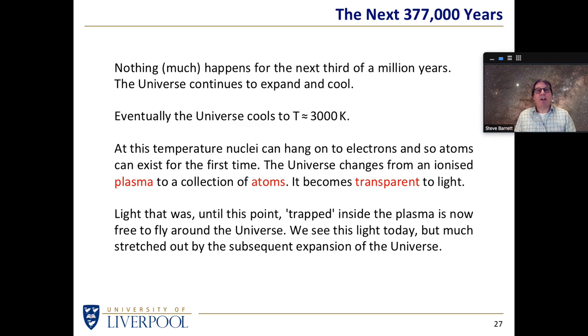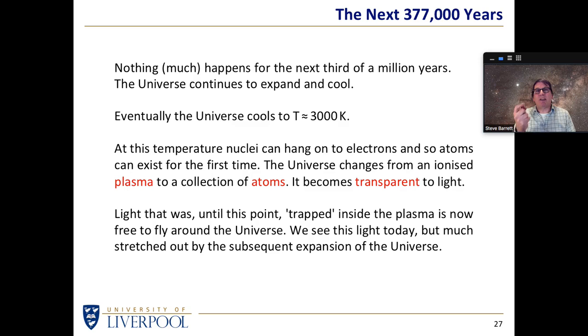We see that light, but we don't see it as a blinding white light in the sky, because now the universe is much larger than it was at 377,000 years. The universe is now something of order 1,000 times bigger than it was when this particular event took place. And so not only is the universe bigger, but the light that was generated at the time has had its wavelength stretched by 1,000-fold. So instead of being 1 micron or so in wavelength, the light is now a millimeter or so in wavelength.